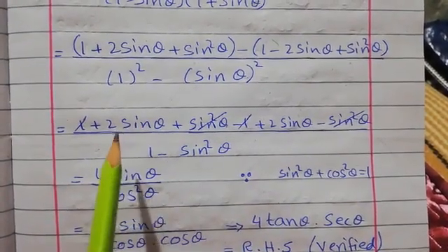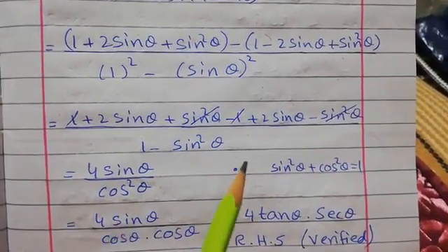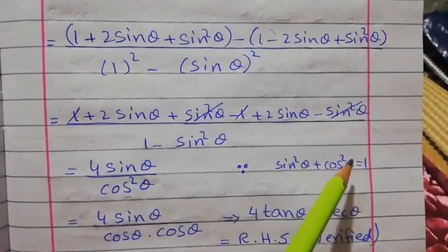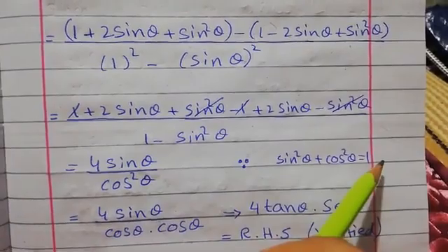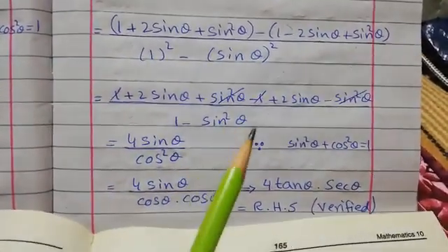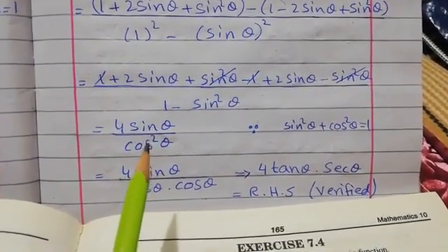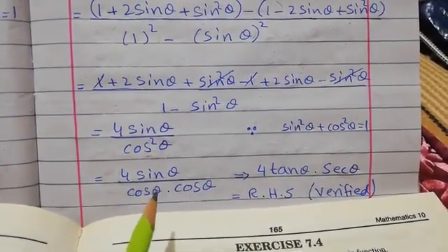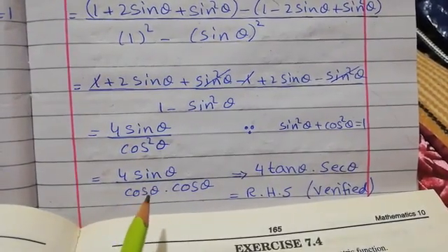And now we get 2 plus 2 equals 4 sine theta divided by cos square theta, because this is also an identity, sine square theta plus cos square theta equals 1, and from this we get 1 minus sine square theta equals cos square theta. Use this identity with its reference, and then we get 4 sine theta divided by cos square theta. Since this is cos square theta, we can write it separately as cos theta into cos theta, and we get 4 sine theta by cos theta into cos theta.